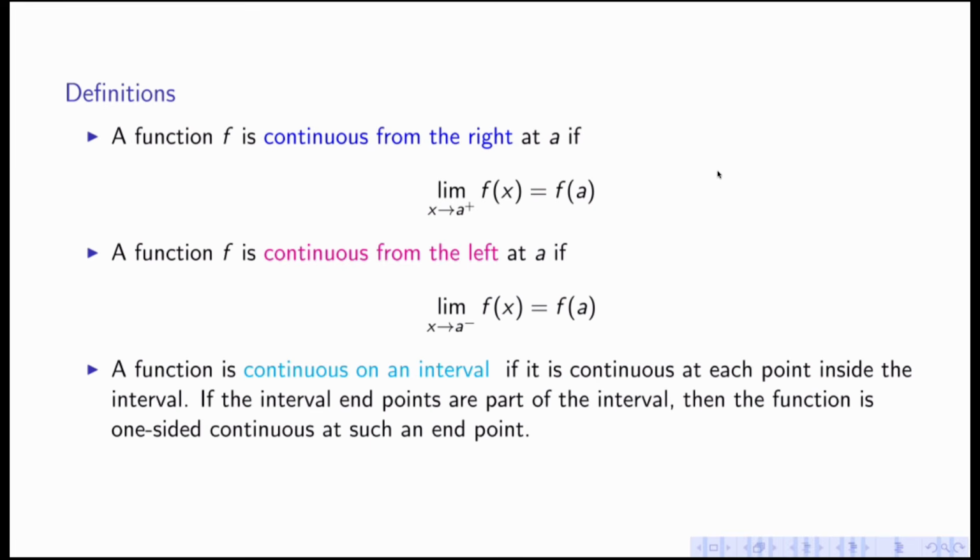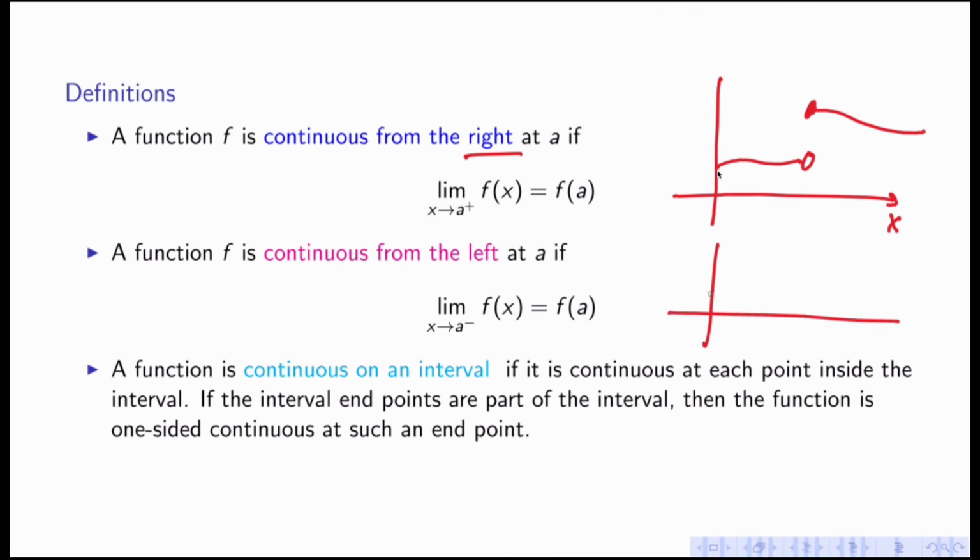A function is continuous from the right if the right-sided limit exists and is equal to f of a. So for example, this function here would be continuous from the right if the value at the jump belongs to the right branch. A function is continuous from the left if it's the opposite, so it belongs to the lower branch here in this graph.